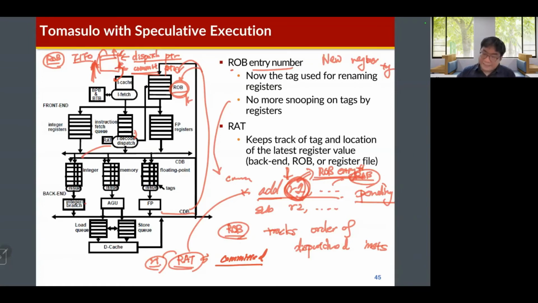So when the instruction is committed, in the RAT, register alias table, the status of this R1, because it's add R1, is changed to committed. And then because the instruction is popped out from the ROB, there is no ROB number here. And then we can access this register with the register number from the register file. Okay. So the RAT keeps track of the tags and the location of the latest register value. And then I explained how the RAT manages the target registers. Okay.